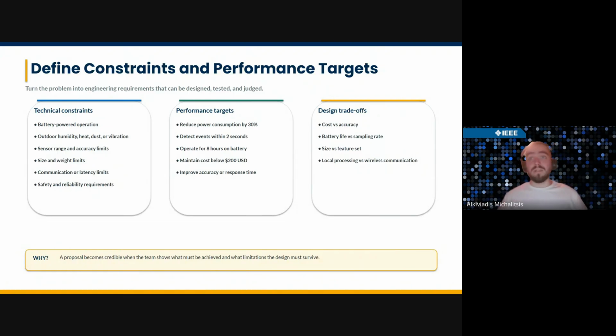Now, regarding the performance targets, this is the part where we put our estimations. These are the selling points, for example, when we're in a company, to our technical director: why we want to do this, what we will win, what we will get from it. For example, it might be a reduction in power consumption, like reducing power consumption by 30%. It could be to detect events within 2 seconds.